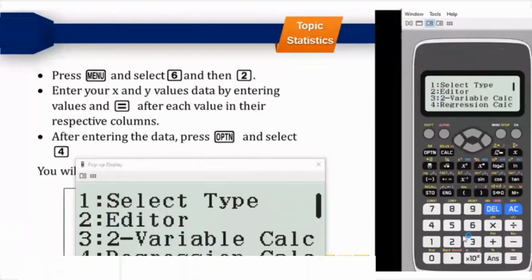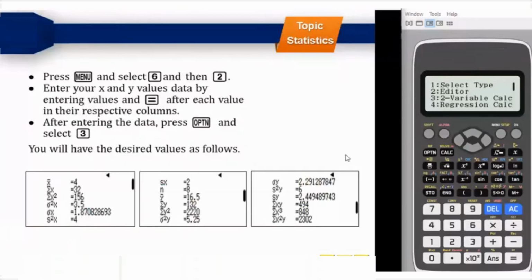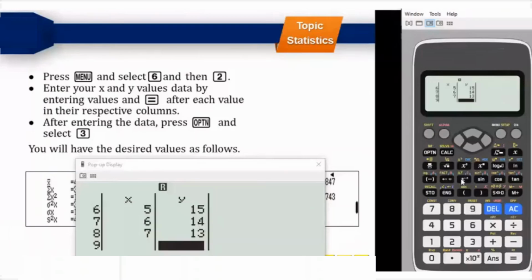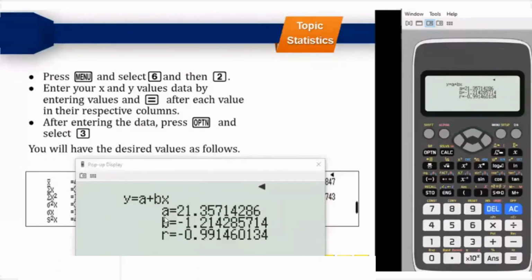Initially in the previous step, I needed all these values, right? For all these values, I pressed option 3 and I got all the values. For regression, I need to press option and 4. When I press option 4, I get A, that is 21.357, B, that is minus 1.21, and R, that is minus 0.991.